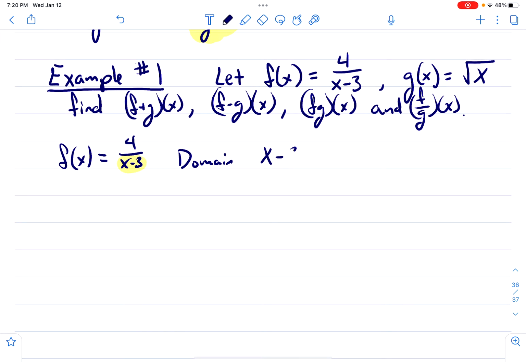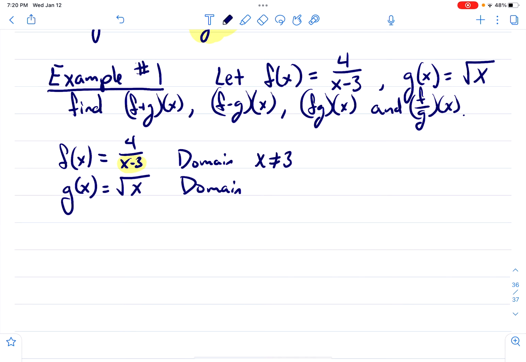So we say x minus 3 cannot equal 0, which would mean that x cannot equal 3. Okay, and so that's the domain. The domain is that we're good with all real numbers except for x being 3. Now let's do the same thing for g. So the function g of x is equal to the square root of x. So let's find the domain.